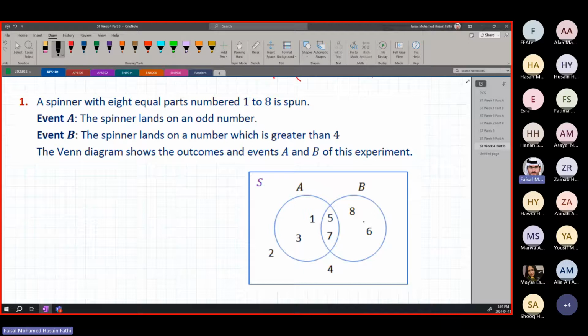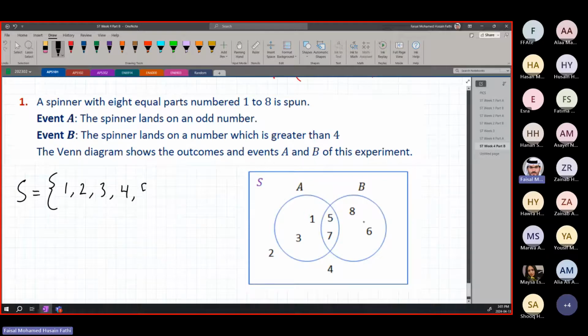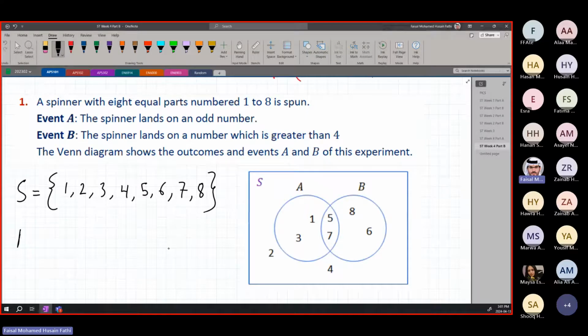So the first question says sample space. What is the sample space here? So we have 1, 2, 3, 4, 5, 6, 7, and 8. This is our sample space. All the numbers inside here. It says, what is event A? A is 1, 3, 5, 7.